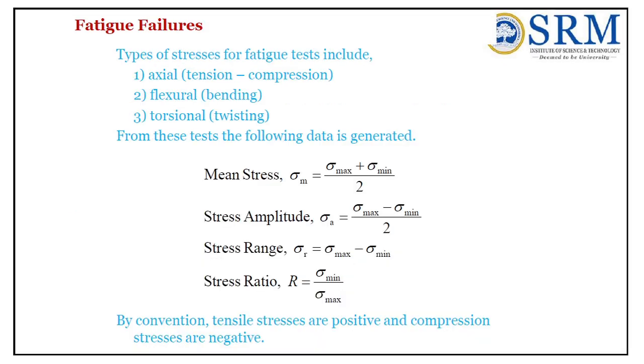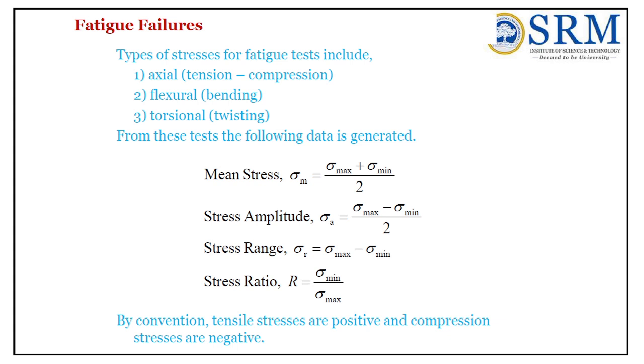Coming to fatigue failure cycles, we will see different types of stresses which are helpful in generating these kinds of fatigue cycles. There are types of stresses for fatigue tests, which include axial, flexural and torsion testing. Axial testing is tension-compression, flexural is the bending test, and torsional or twisting has a different type of stress. From these tests the following data are generated.